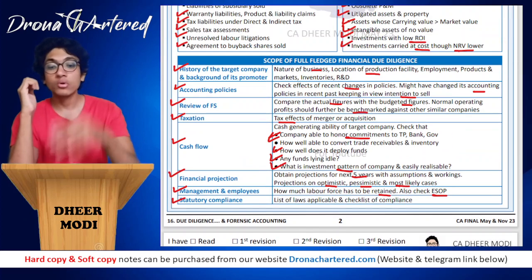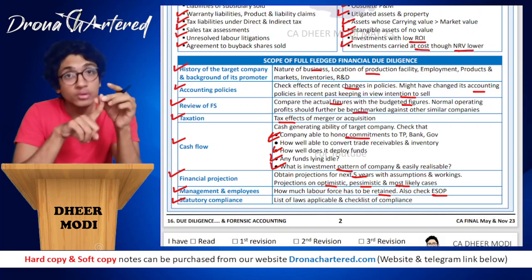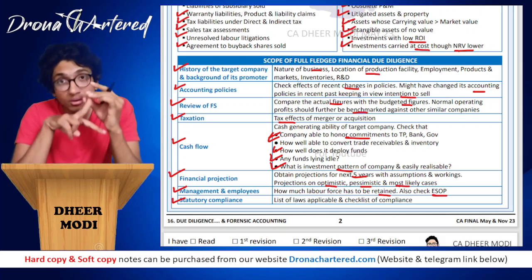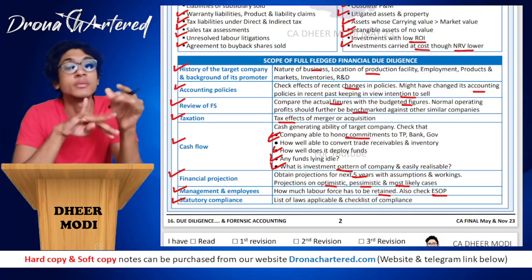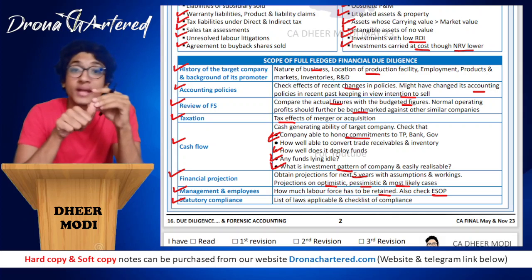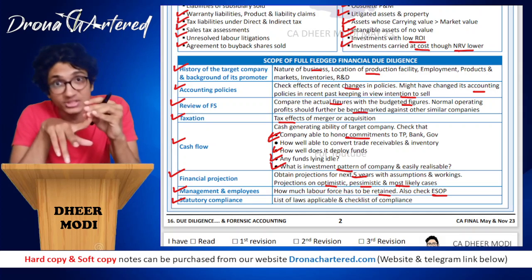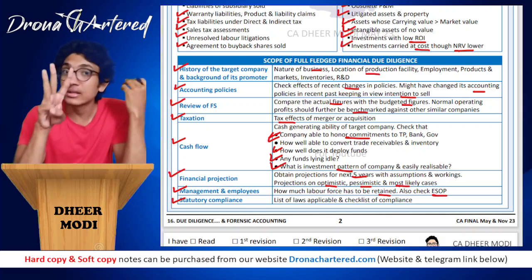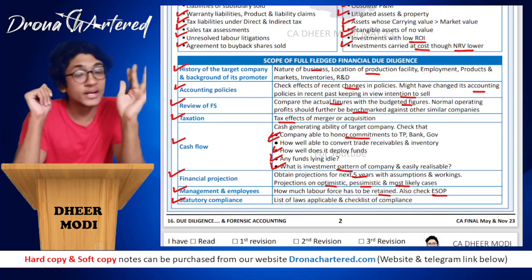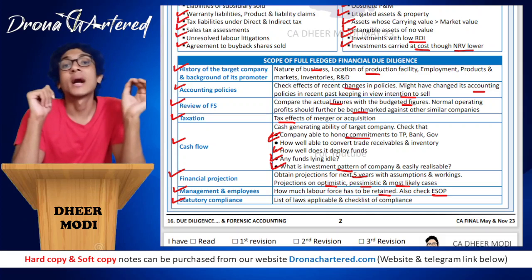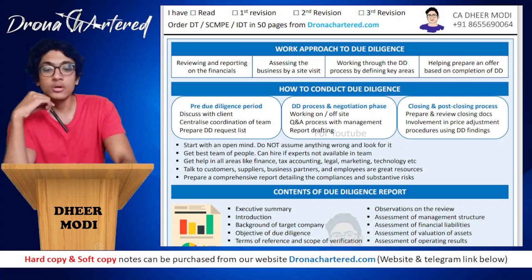So this we were doing was your scope of financial due diligence. First was your history. Second was your accounting policies. Then was your review of financial statements. Then it was taxation. After taxation, it was cash flow. Then there is your financial projection, that means of 5 years in 3 different scenarios. Then we did your management and employees, that means how many people have to be retained and your point related to ESOP. And last was your statutory compliance, that is with regards to laws and regulations being complied with or not.